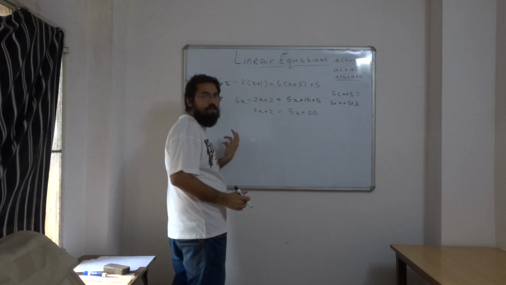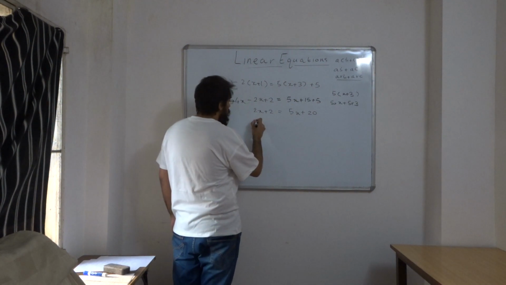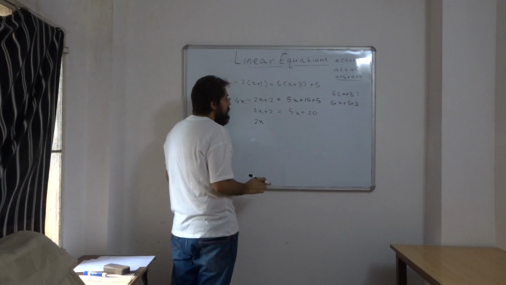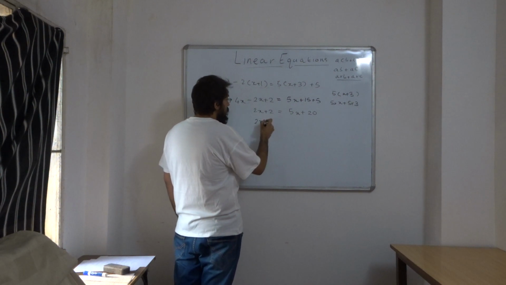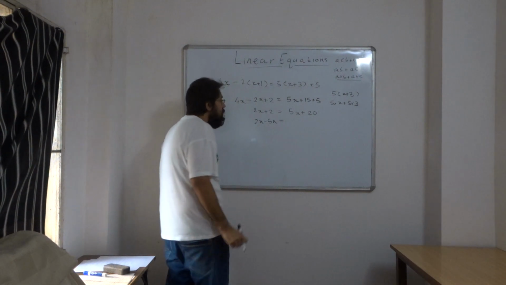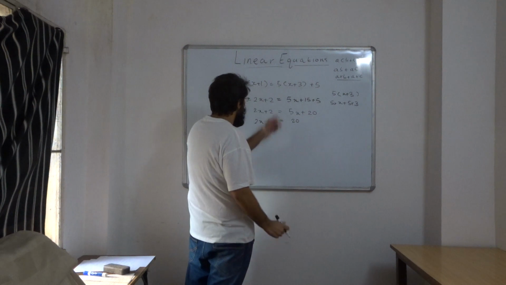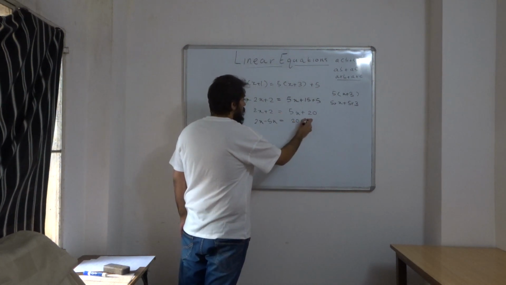So now, guys, get x's on one side and the constants on the other. Like I said, there's nothing in front of 5x, so it's positive. When we transpose it to the left hand side, it becomes negative. So you have 2x minus 5x, which equals 20. So you minus 2 from both sides, so you get negative 2.